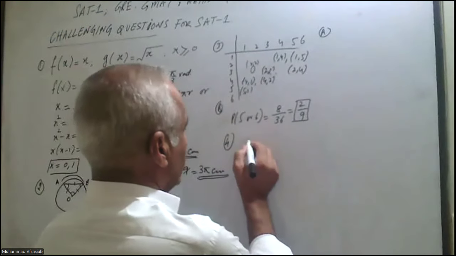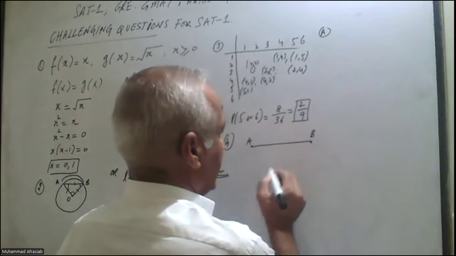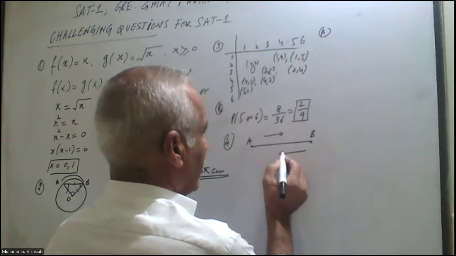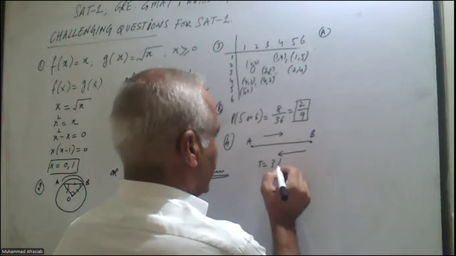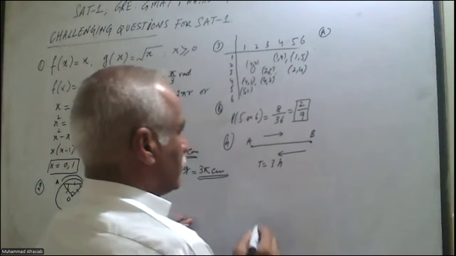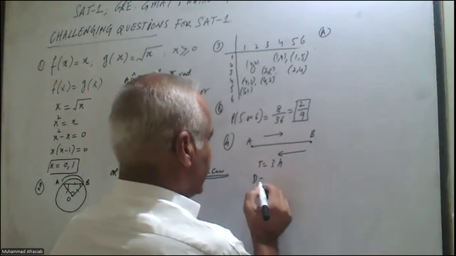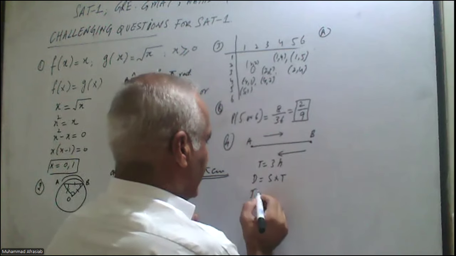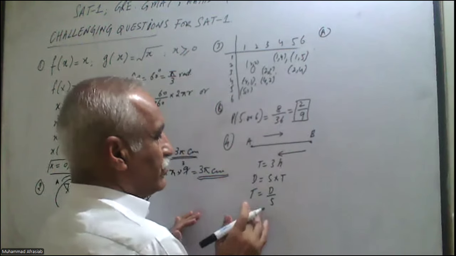Let's say the two towns are A and B. It moves from A to B and then from B to A, and the total time is 3 hours. So the distance is fixed there. We know that distance is equal to speed times time, so the time will be equal to distance over speed. So we can use this.